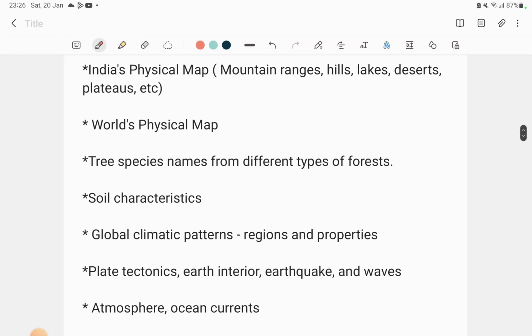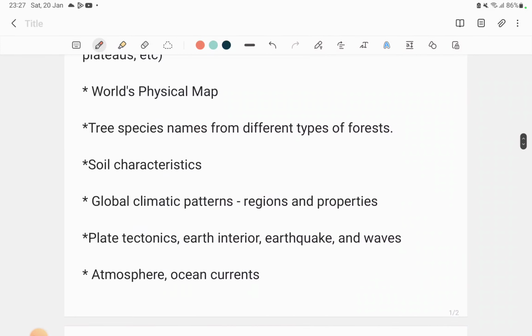Then again, soil characteristics. So black soil or red soil, there are a lot of important aspects with respect to soil. Which soil is deficient in what, which soil is surplus in what, how a particular soil is formed. So various aspects about soil formation, soil characteristics and soil composition are there. You study about that. There are many questions asked on soils also.